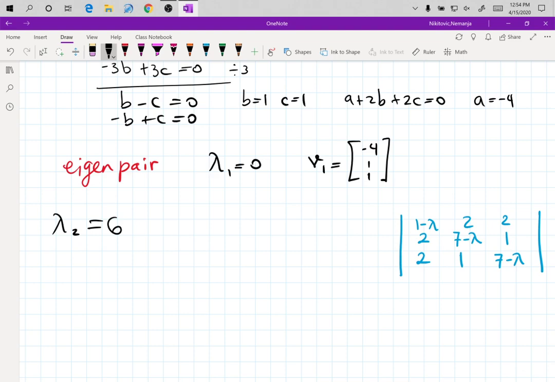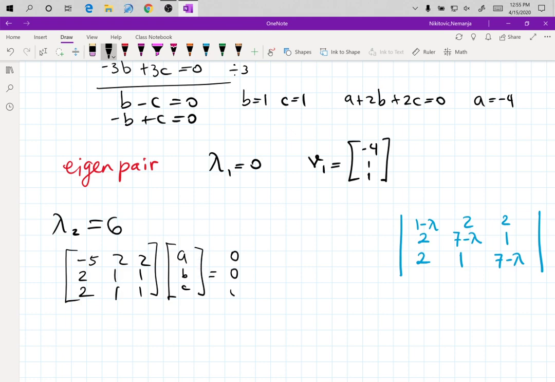So what do I have? Plug in lambda is 6. So I have negative 5, 2, 2, 2. When lambda is 6, that is going to be 1, 1. 2, 1. When lambda is 6, that's a 1. That is a matrix times the matrix of A, B, C to give us 0, 0, 0.